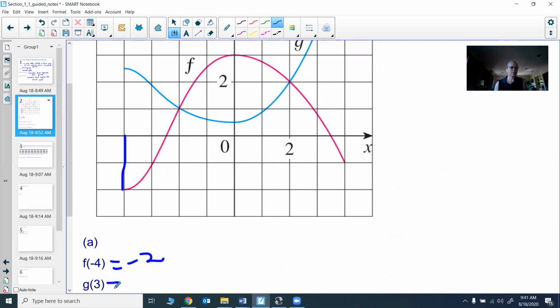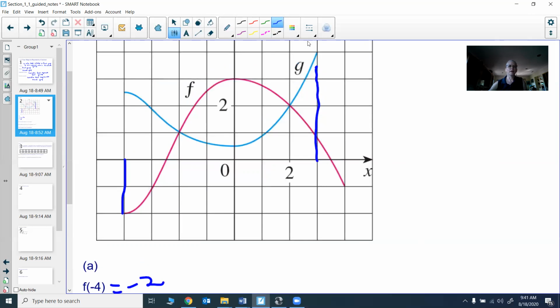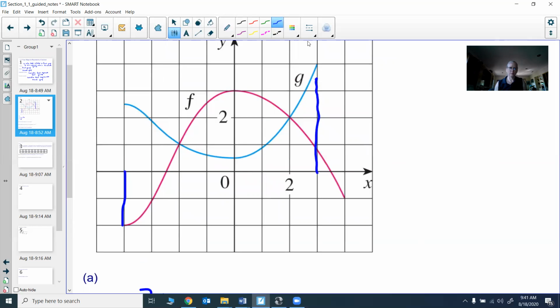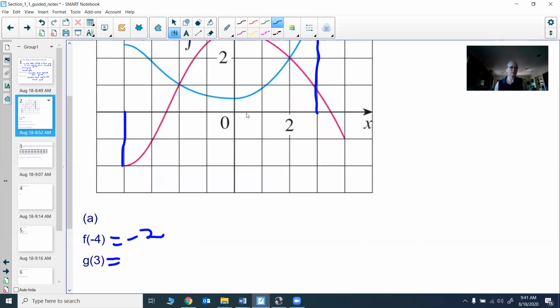Same thing if I want to find g of 3. g of 3 means I'm using the g function instead of the f function. 3 again is the domain value. It's the value of the independent variable. So I come over here to 3 on this axis, and I go up until I find out what that g value is. So when I come up here, I can see that's 1, 2, 3, 4. So g of 3 is the number 4.